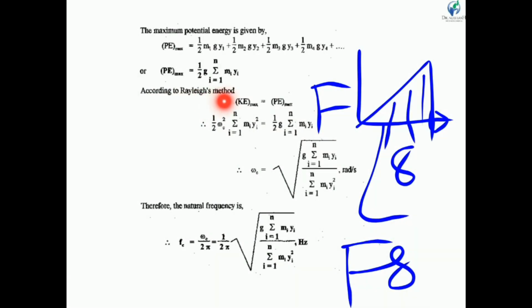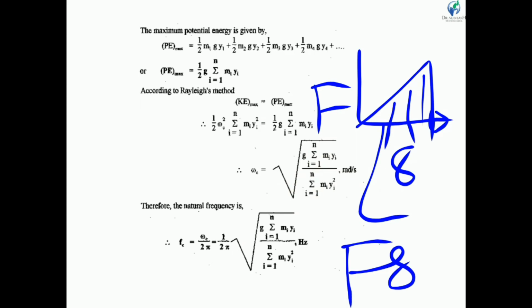So according to the Rayleigh's method, maximum kinetic energy is equal to maximum potential energy. So 1/2 omega c square sigma i equals 1 to n mi yi square is equal to 1/2 into g sigma i equals 1 to n mi into yi. So we get omega c is equal to under root g into sigma i equals 1 to n mi yi upon sigma i equals 1 to n mi into yi square.